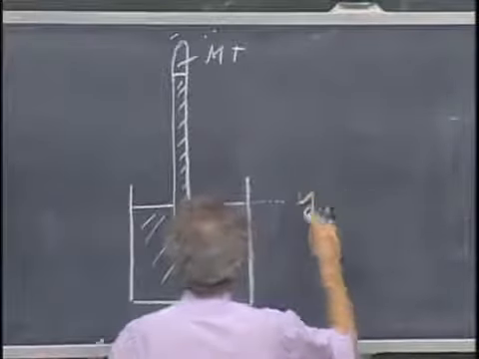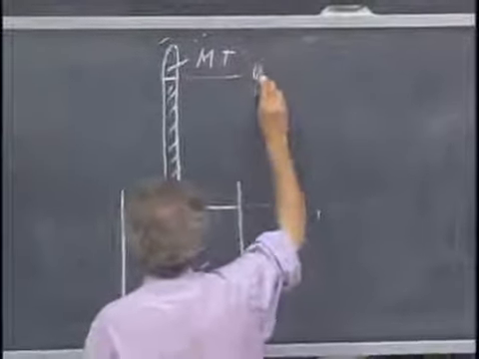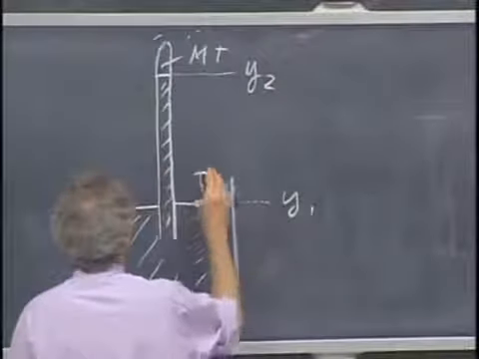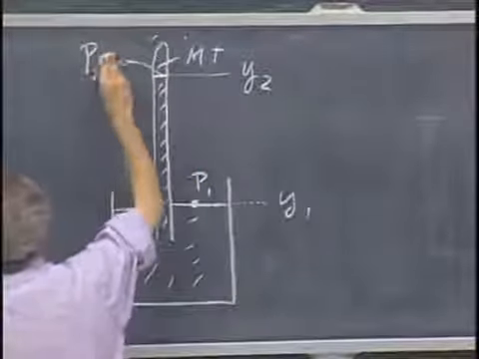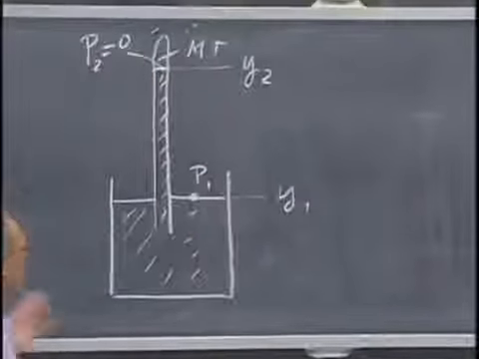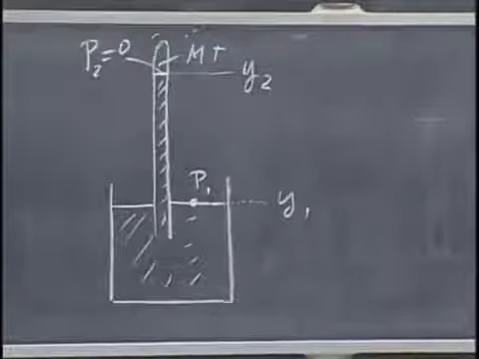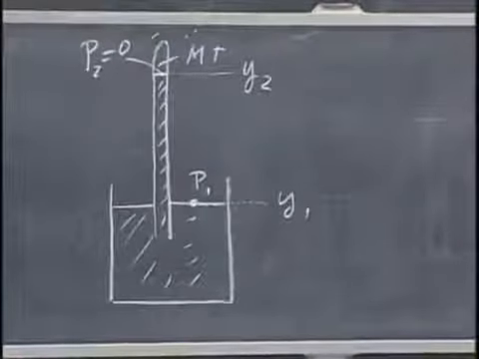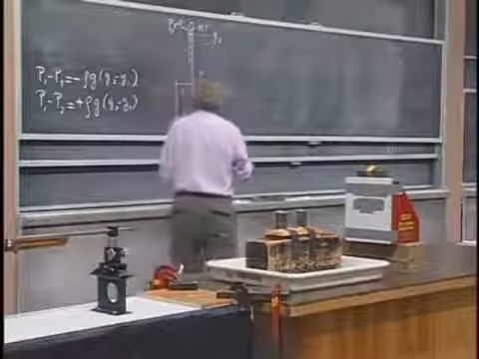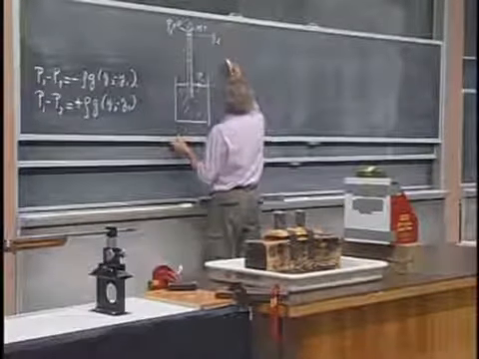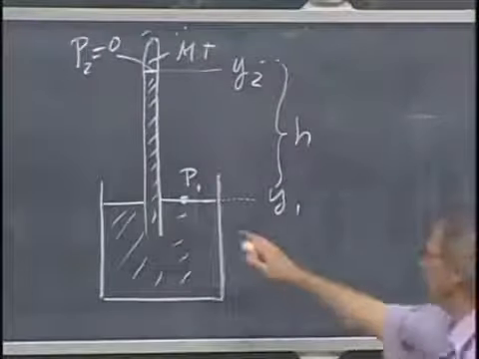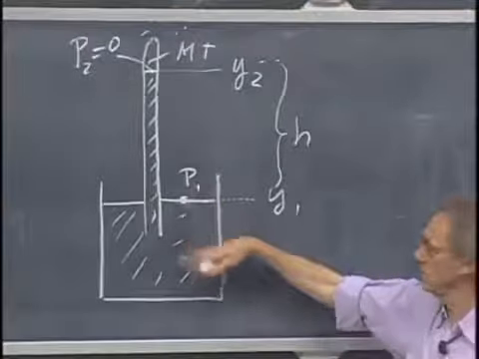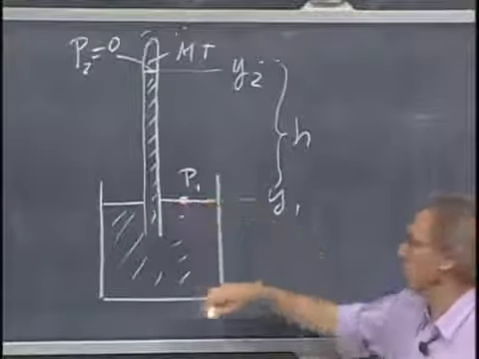This is Y1. This is Y2. This is the pressure P1. And right inside here is the pressure P2, which is zero, because it's empty. There's nothing. A little bit of vapor pressure, but that's very small. And so this distance here, let that be H. And so now what is the pressure here at P1, which of course is the barometric pressure? It's just exposed to the atmosphere.